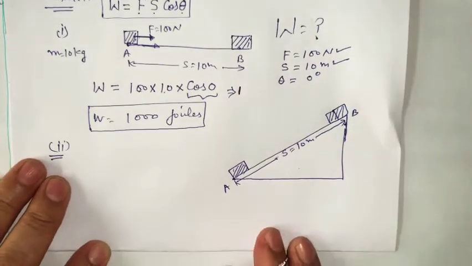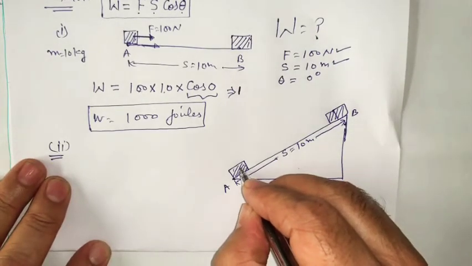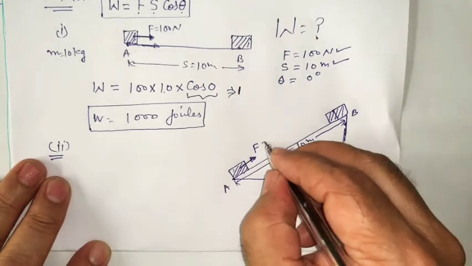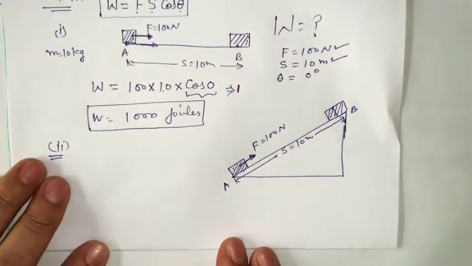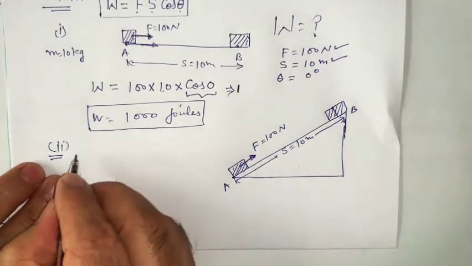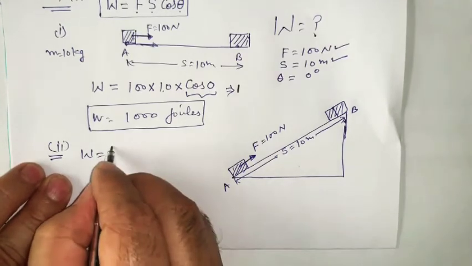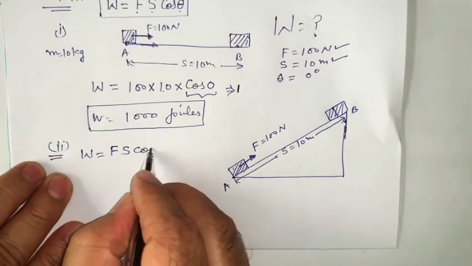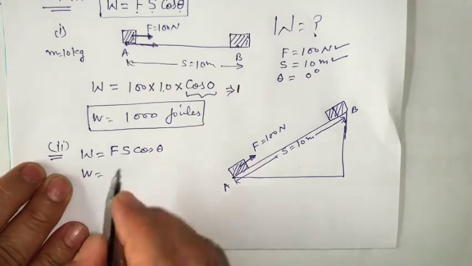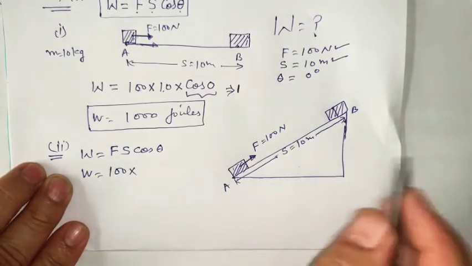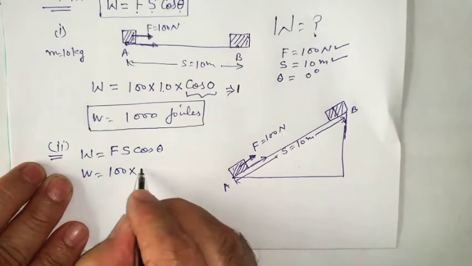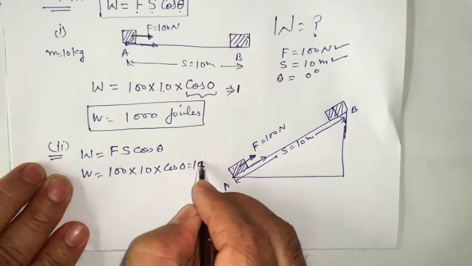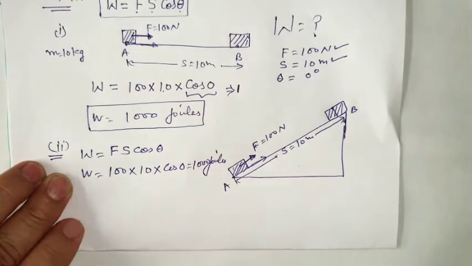And again force is acting along this direction. Say again 100 Newton. So how much work is done? Very simple. Work is equal to again F into S into cos of theta. In this figure, F is 100, S again in the same direction is 10, angle between F and S is 0, cos of 0. The answer is again 100 joules.